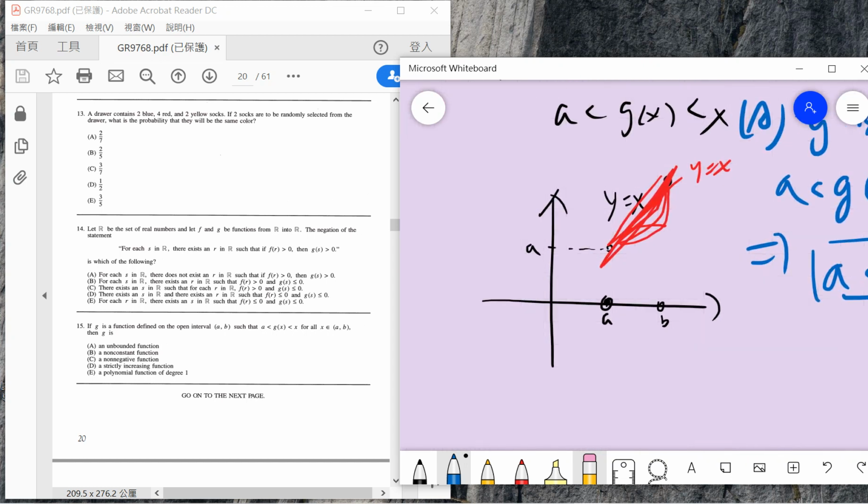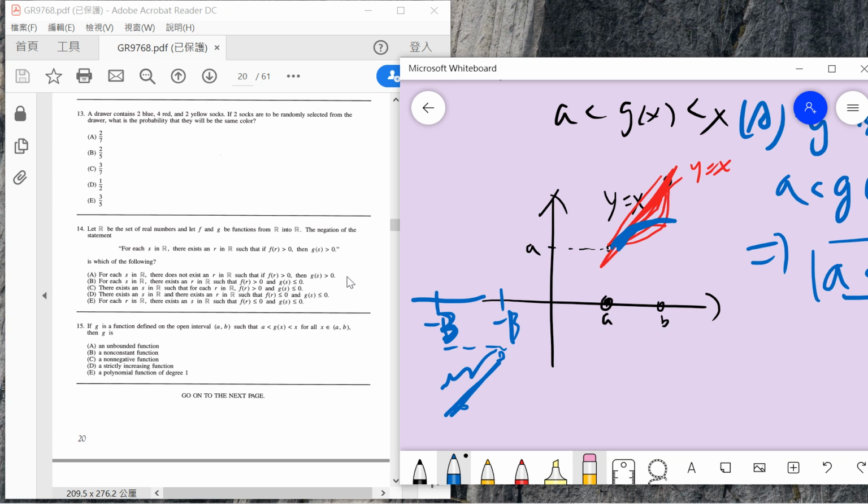And C, non-negative function. Suppose you plot a to be -3 and b to be -1, then you can plot the function like this, and this can still be negative. And D says it is strictly decreasing. You can plot this, right? Then this is not strictly decreasing, and it's also not strictly increasing. So basically, it can remain constant for a while, but it cannot all be constant.